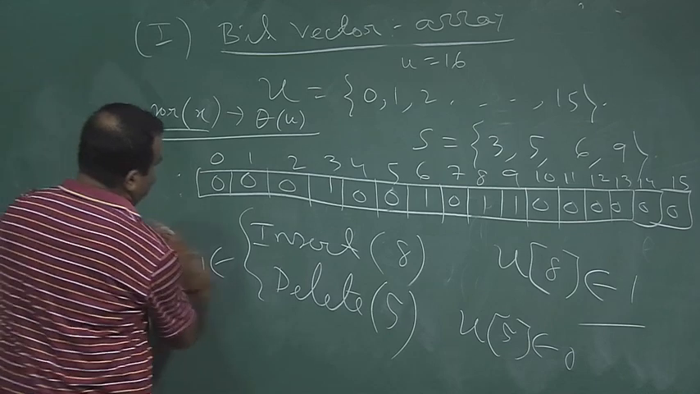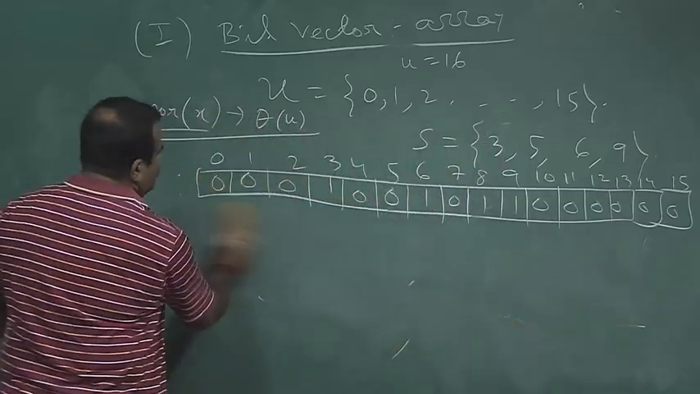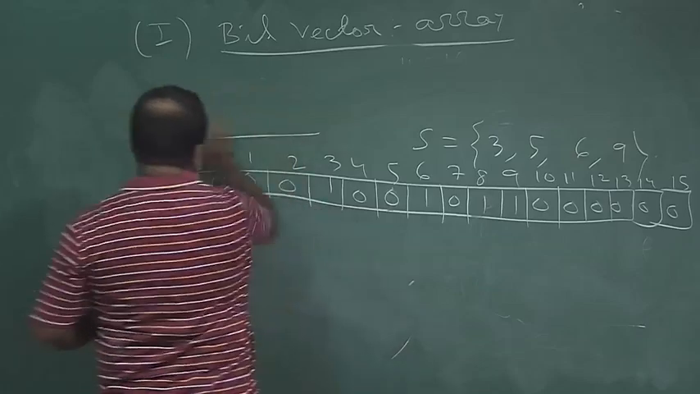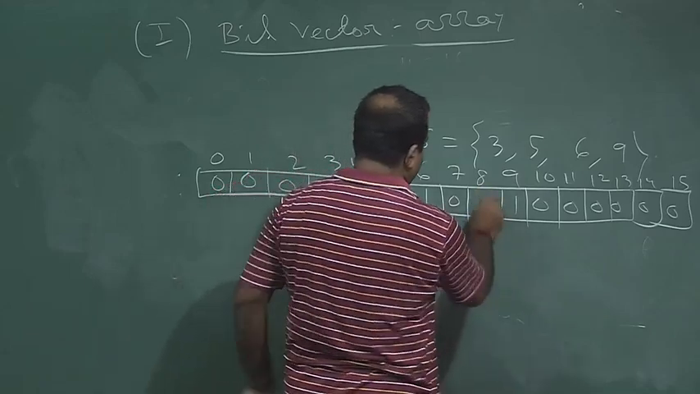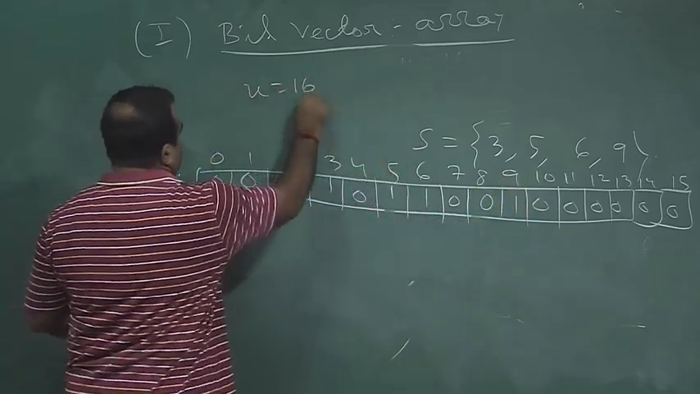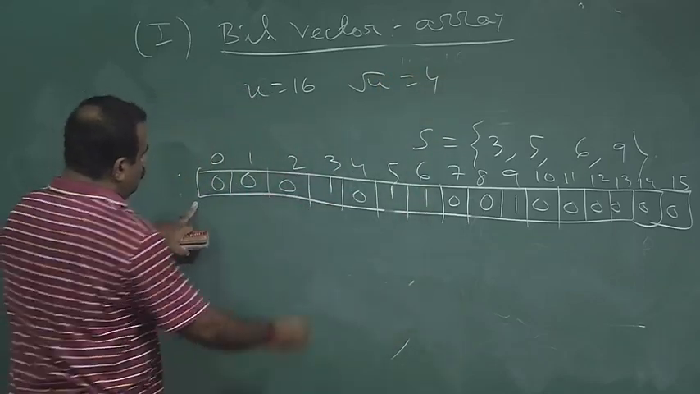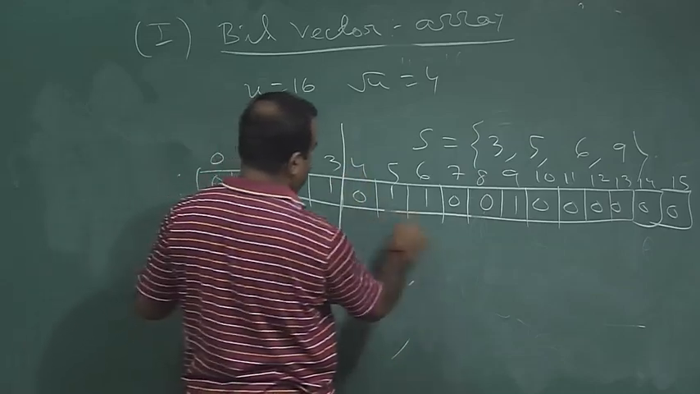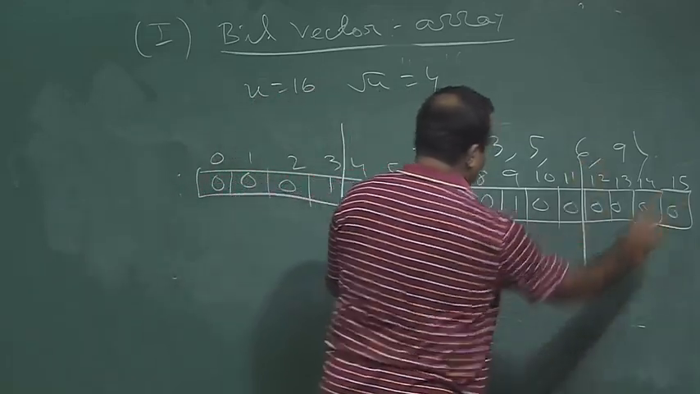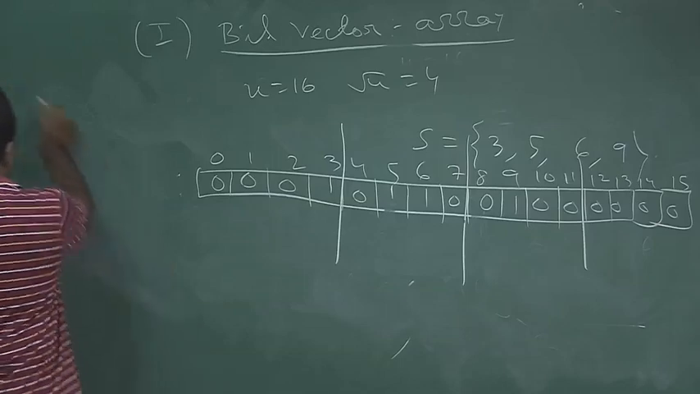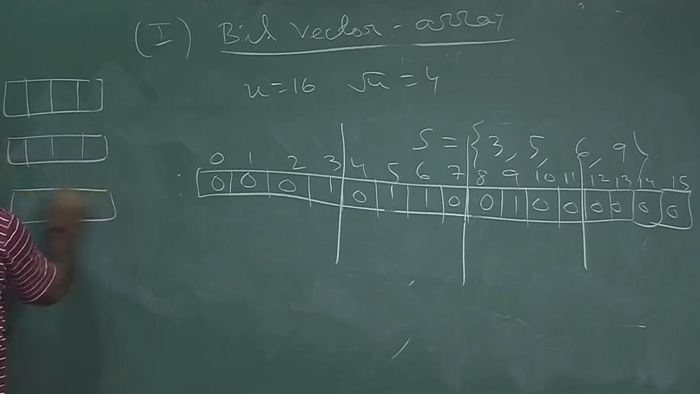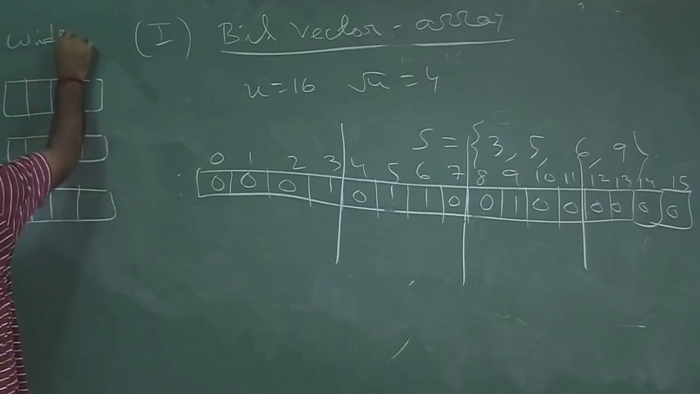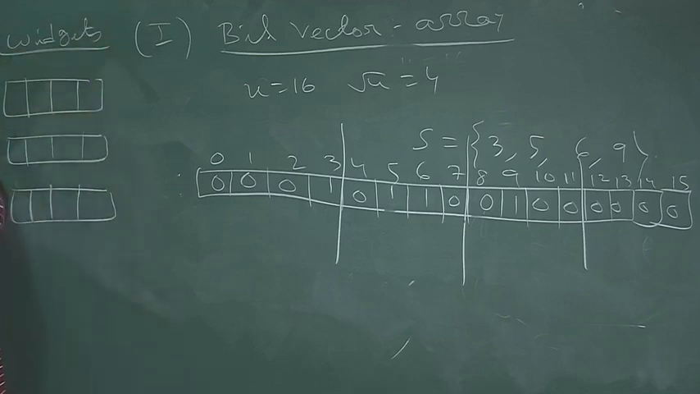So, how to do that? Suppose this is our set: 3, 5, 6, and we have 9. So, u is 16, so root u is 4. We divide into 4 bits. Here, we divide this into 4 bits. This is the first 4-bit block, this is the second 4-bit block. These are also called widgets or blocks. This is the first widget, we denote it W0, this is W1, W2.